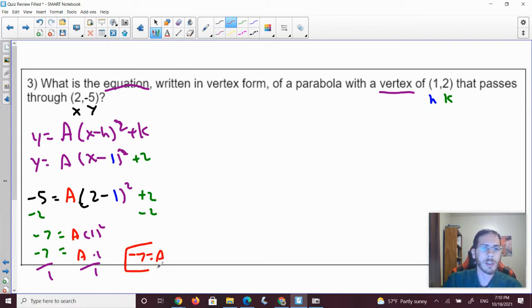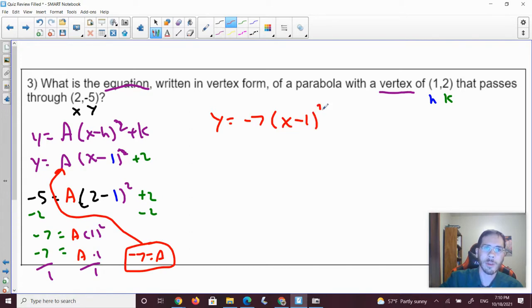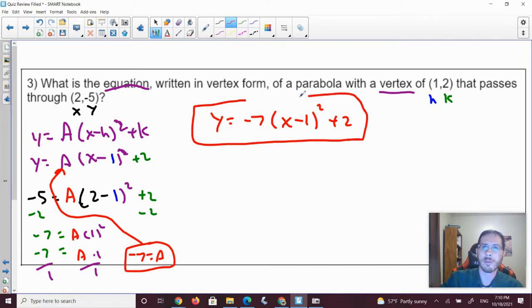So what we need to do is take our -7 for a and then plug it back in right there. So when we plug it back in, we'll get y equals -7 times (x minus 1) squared plus 2. And since it says it wants it in vertex form, we're done. We don't need to convert it. We don't need to multiply anything. We're just done at that point because that is vertex form.